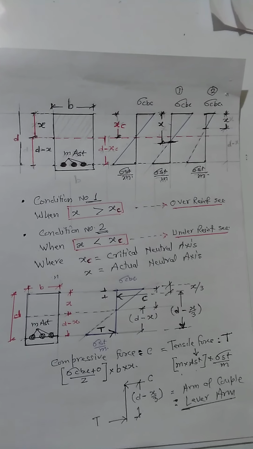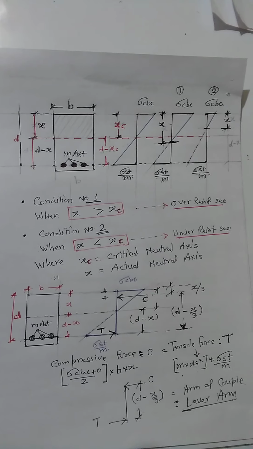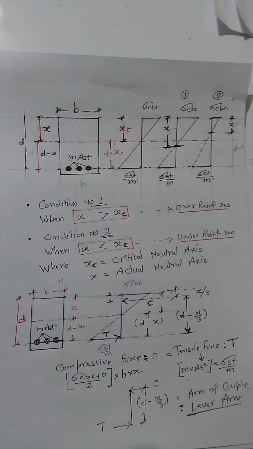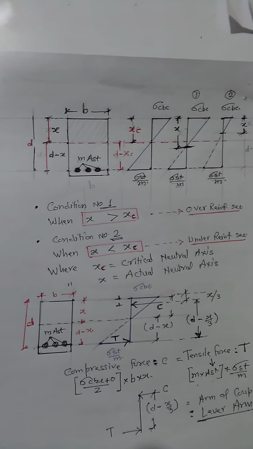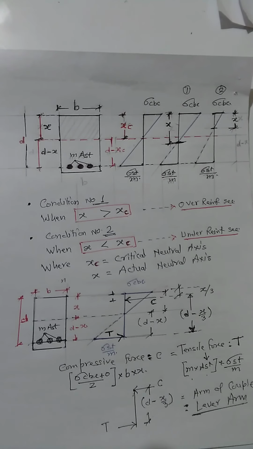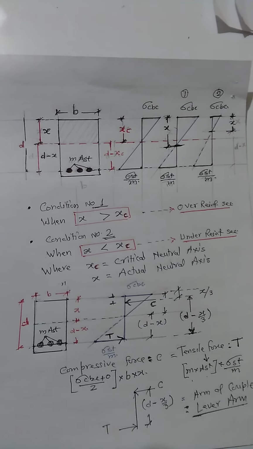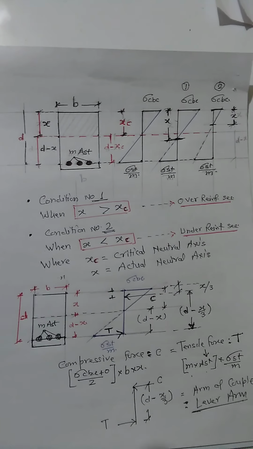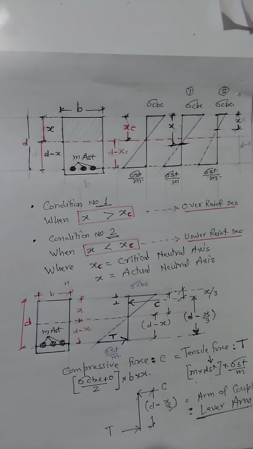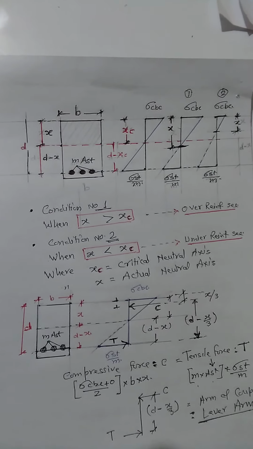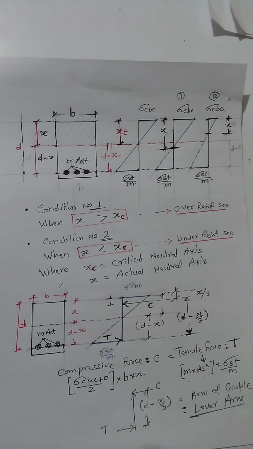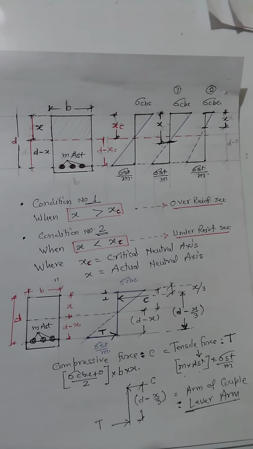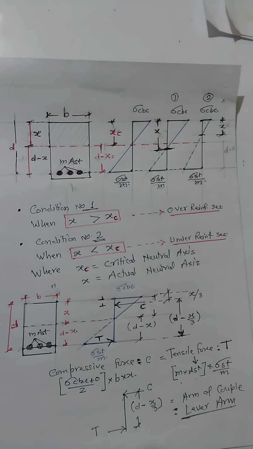We have also seen that for a particular steel, k remains constant. As the steel changes, k changes, but whatever type of concrete mix it is, it remains the same. Now we have to compare the two neutral axes that we have just calculated: the critical neutral axis, which we call xc, and the actual neutral axis, which we call x.